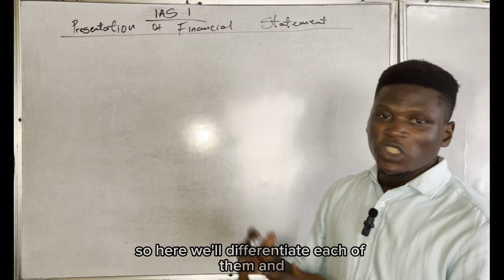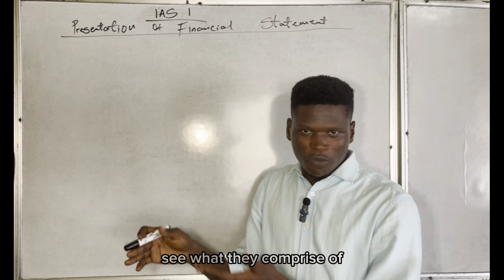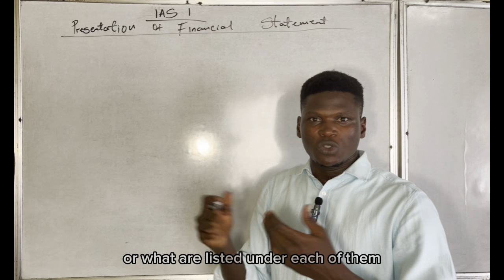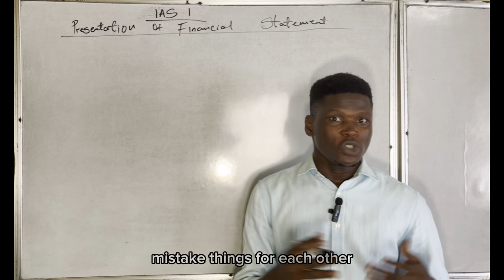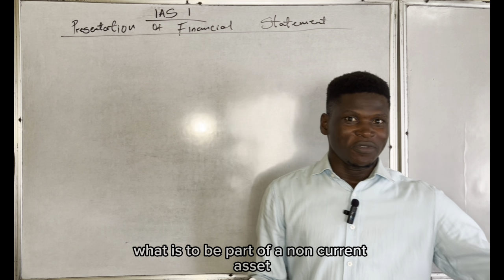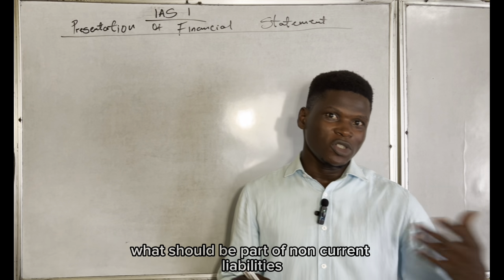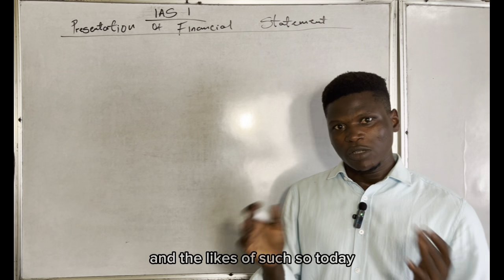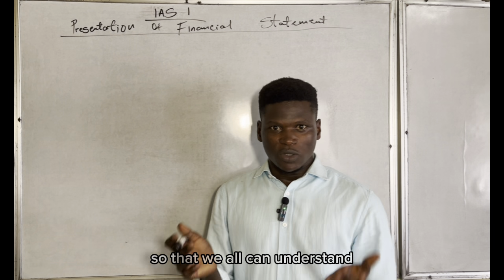So here we'll differentiate each of them and see what they comprise of or what are listed under each of them. Because I've also had people mistake things for each other. Some people don't know what is to be part of a non-current asset, what should be part of a current asset, what should be part of non-current liabilities and the likes of such. So today we'll break everything down to the barest minimum so that we all can understand.